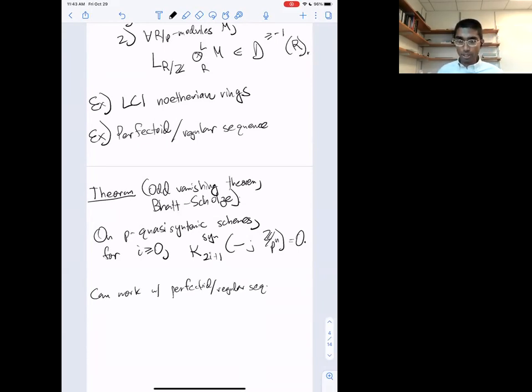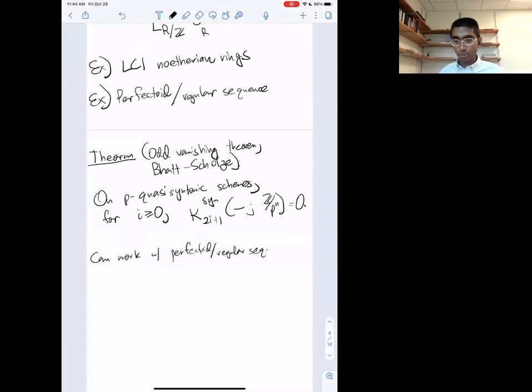And if now you're in mixed characteristic, right? So I should say that if you're in the setting of perfectoids mod regular sequences, then the p-adic K-theory turns out to be closely related to the prismatic cohomology. And using this, for example, you can see that if you're in equal characteristic, then you're already done. If you have a perfectoid mod a regular sequence, you already have this odd vanishing. But it's actually quite a bit more subtle in mixed characteristic.